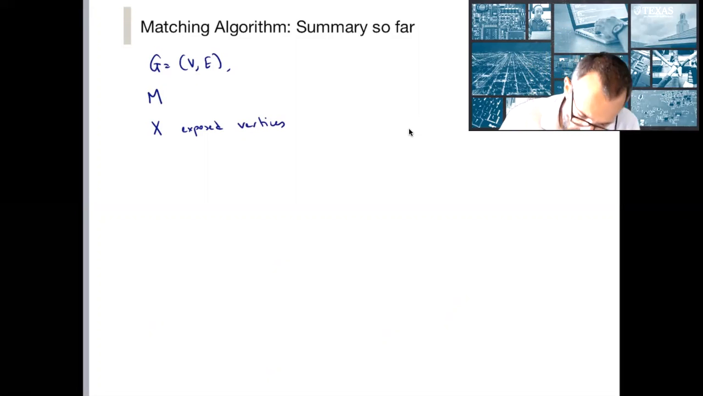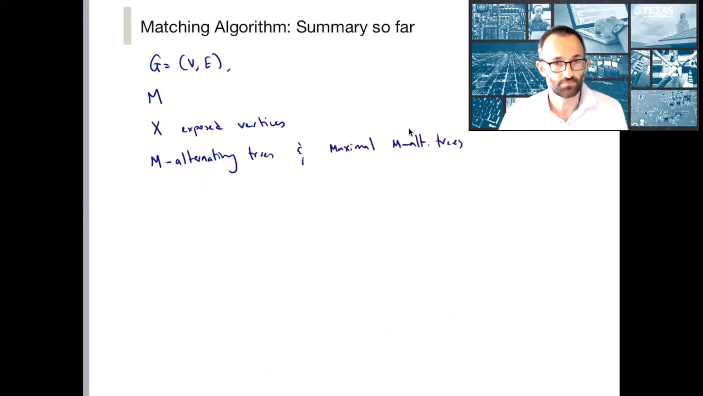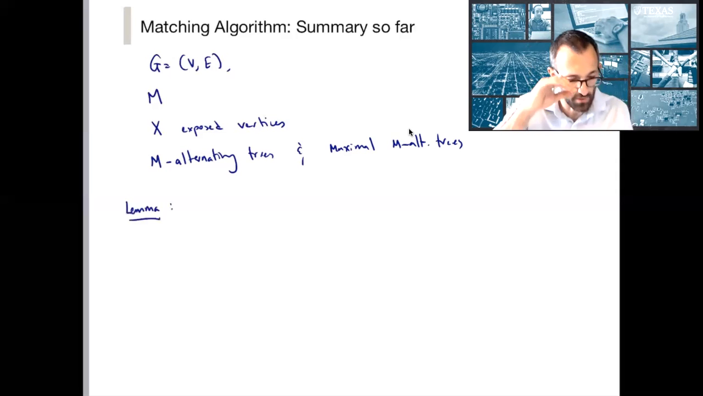And we have talked about in the previous lecture this idea of M alternating trees and also maximal M alternating trees. And in the last lecture, we mentioned, first of all, not only the definition of all of these things, but also we gave a key lemma, which I'll just repeat here so that you don't have to flip back to the previous lecture. And it says the following.